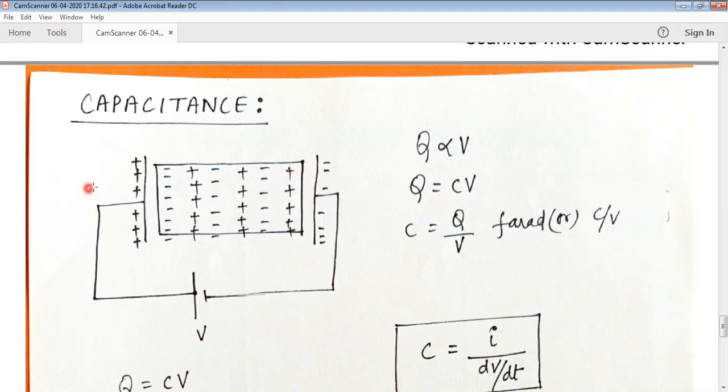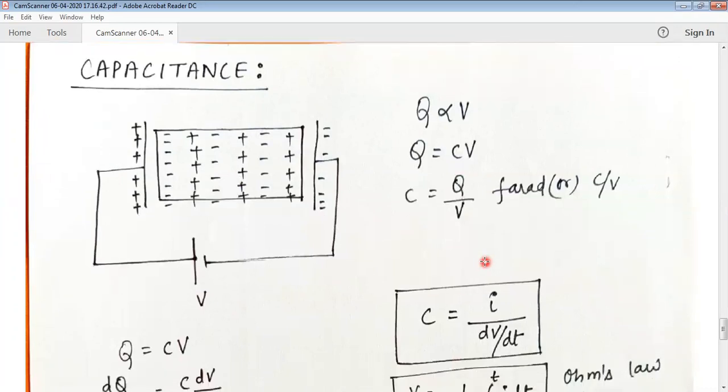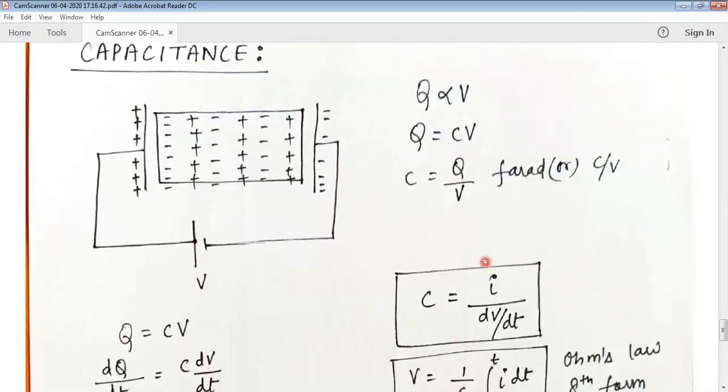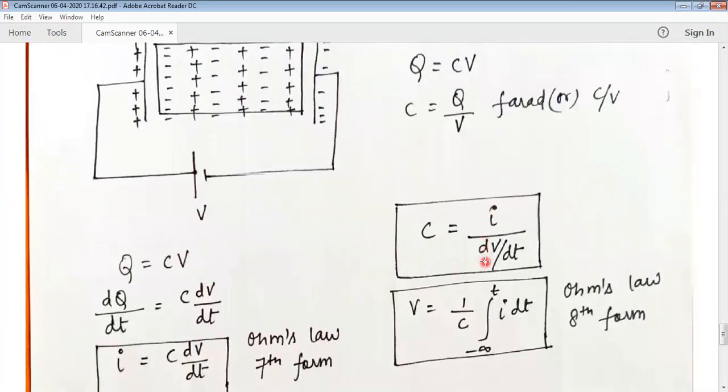And what is the working here? What are these two metal plates doing? They are behaving as a charge storage. So a capacitance always stores charge. From here, capacitance equal to Q by V. The unit of capacitance is farad, or coulomb per volt. This is the basics of capacitance, meaning where the capacitance effect comes from. So Q equal to CV.